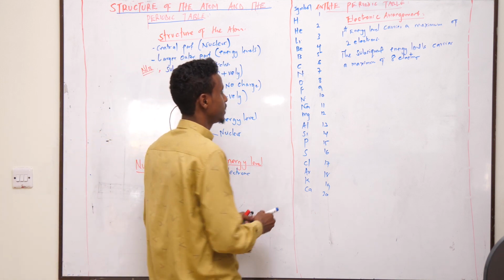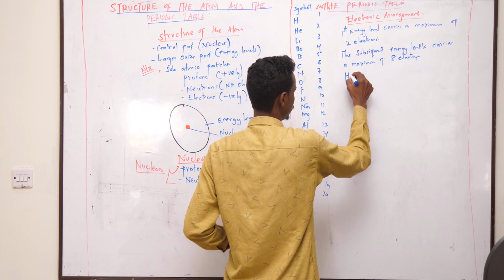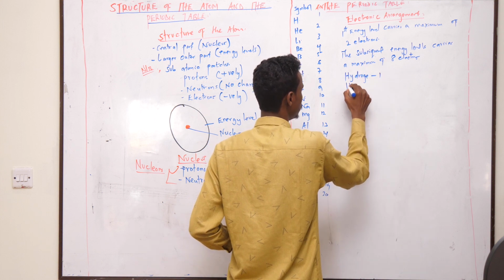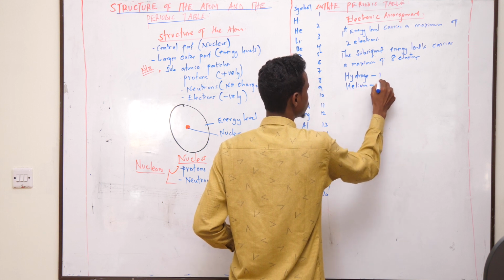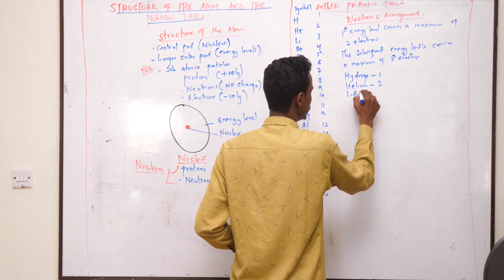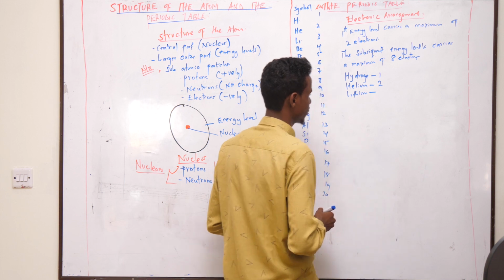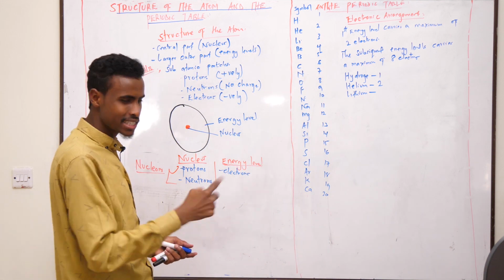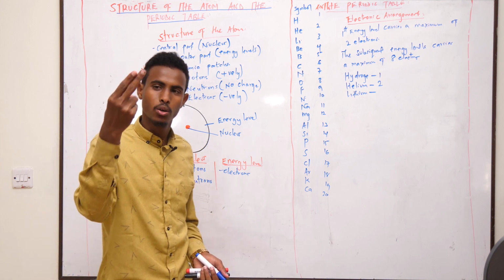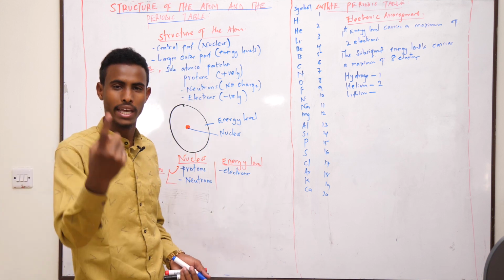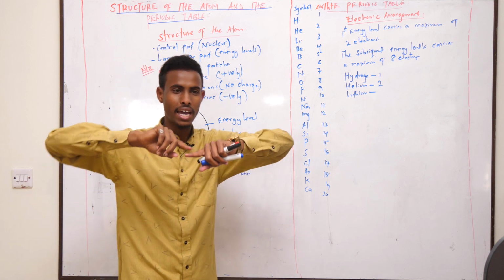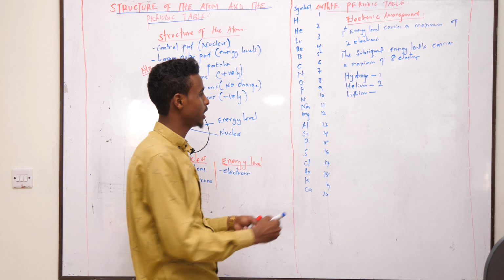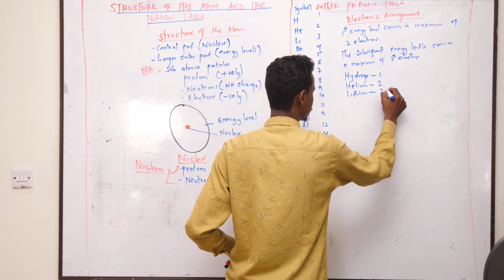Now, for instance, let's look at how the electronic arrangement looks. The first element, hydrogen, is 1. Helium is 2. Now let's look at lithium. How will lithium look? Lithium has 3 electrons, and we know the first energy level carries a maximum of 2 electrons. So we remain with 1 extra electron, and that one has to go to another energy level. Therefore, it will be 2, 1.